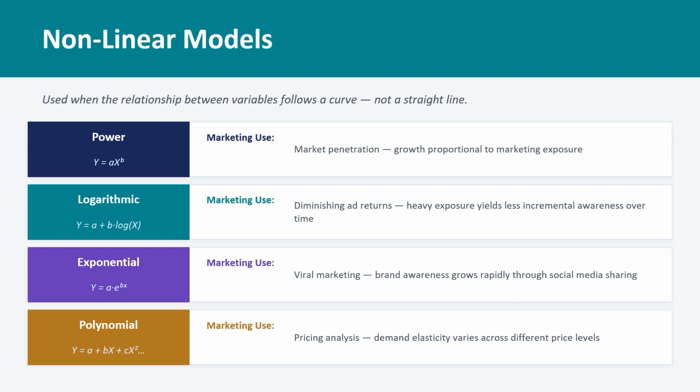Power models follow the form y equals a times x to the power of b. They are useful when growth is proportional to exposure. For example, how quickly a new product gains market share as advertising spend increases.